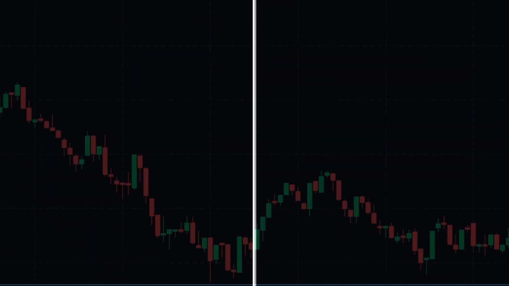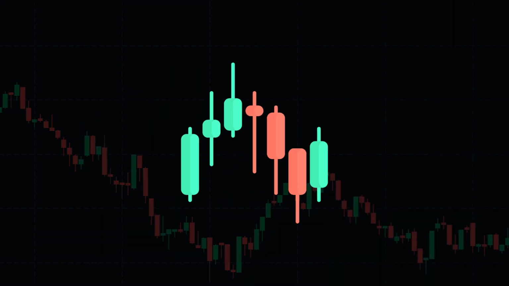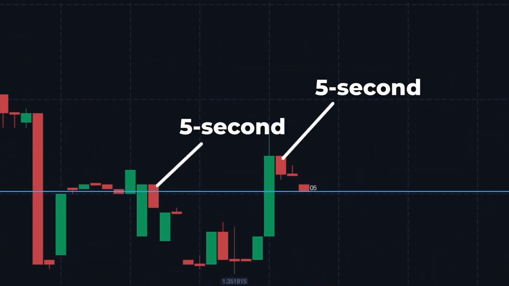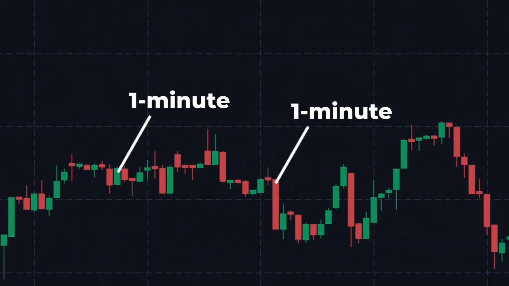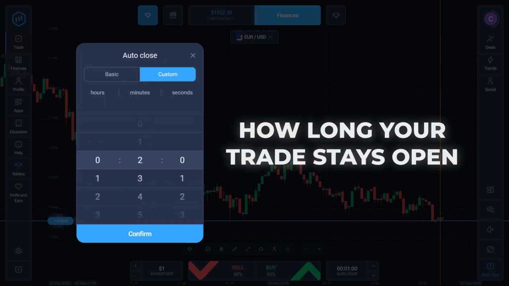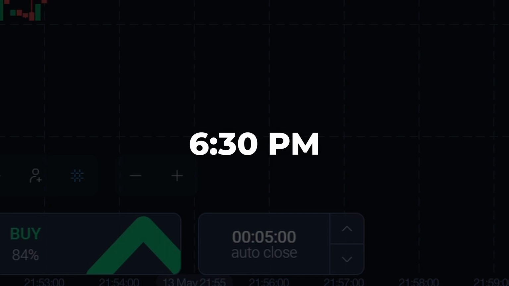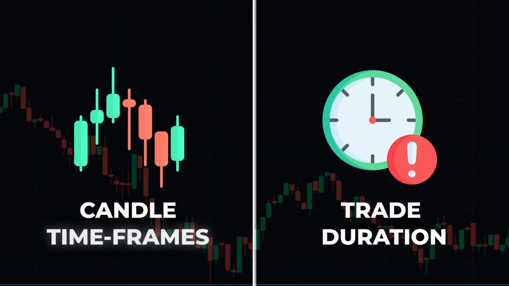One of the biggest mistakes I see beginner traders make is not understanding the difference between candle timeframes and trade duration. Candle timeframe refers to how long each candle takes to form. For example, if you're using 5-second candles, each candle represents 5 seconds of price movement. If you're using 1-minute candles, each candle represents 1 full minute. On the other hand, trade duration or expiration time is how long your trade stays open. For example, if you enter a trade with a 5-minute duration at exactly 6:30 p.m., it will close at exactly 6:35 p.m.